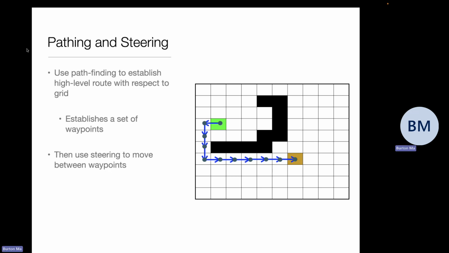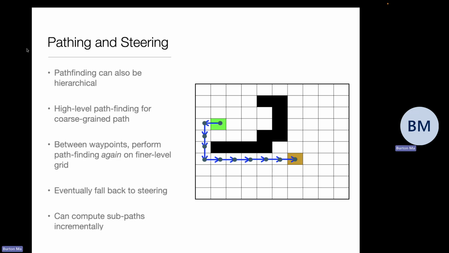In other words, you say each grid location is a waypoint, and now you move from waypoint to waypoint to waypoint. If there are other agents moving in the world, your steering algorithm hopefully has a collision avoidance algorithm as part of it, so it will move around any local obstacles to get to that waypoint, and then you just repeat the process until you get to the goal. So pathing works at a higher level than steering. And pathing itself can also be hierarchical. In other words, you can use a very coarse grid to quickly establish a path, and then you can use a finer grid to work out how to move between locations on the coarser grid.